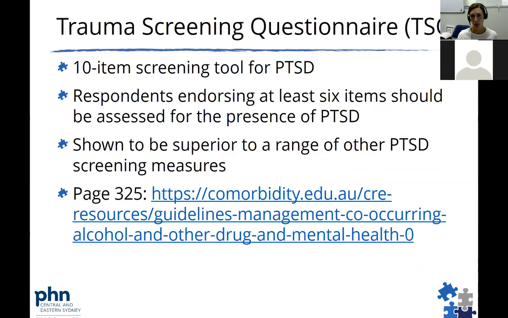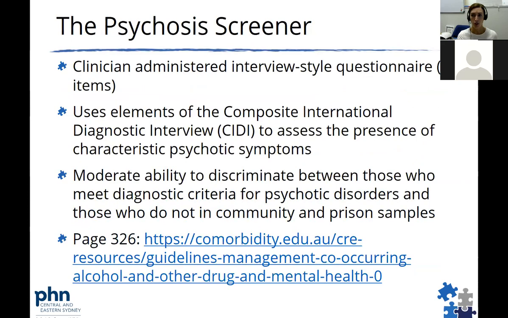The Trauma Screening Questionnaire, or the TSQ, is a 10-item screening tool for PTSD. Respondents who endorse at least 6 items should be assessed for the presence of PTSD. The Psychosis Screener is a clinician-administered interview-style questionnaire rather than self-report, and it uses elements of the Composite International Diagnostic Interview, or the CIDI, to assess for the presence of characteristic psychotic symptoms.